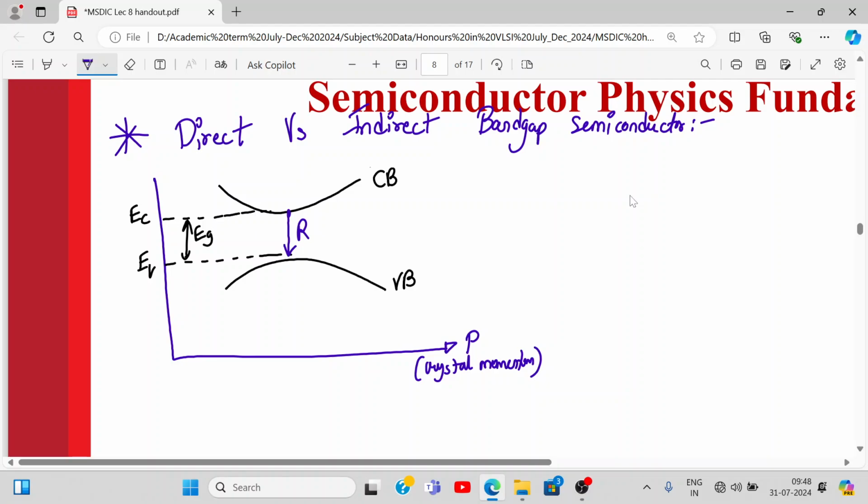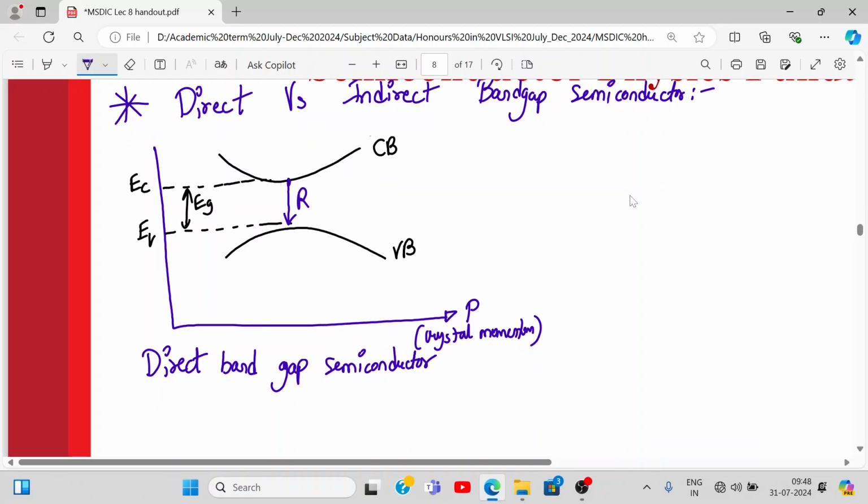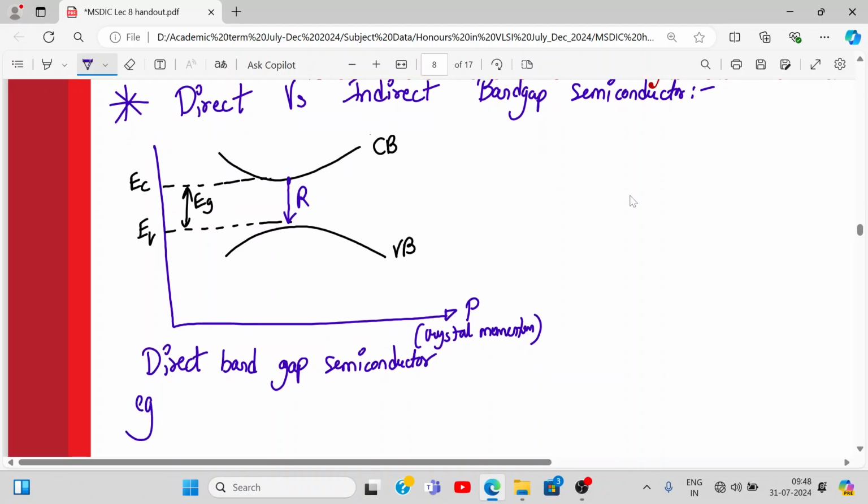So this is direct band gap. Without loss of momentum, directly the carriers from the conduction band, whenever they meet the holes in the valence band, the recombination process happens. So this is recombination process. This is direct band gap semiconductor. And what is the example of a direct band gap semiconductor? To your surprise, silicon is not a direct band gap. This is gallium arsenide. What is gallium in the periodic table? Group 3. Arsenic, group 5. So group 3 and 5 elements are combining together to make gallium arsenide.